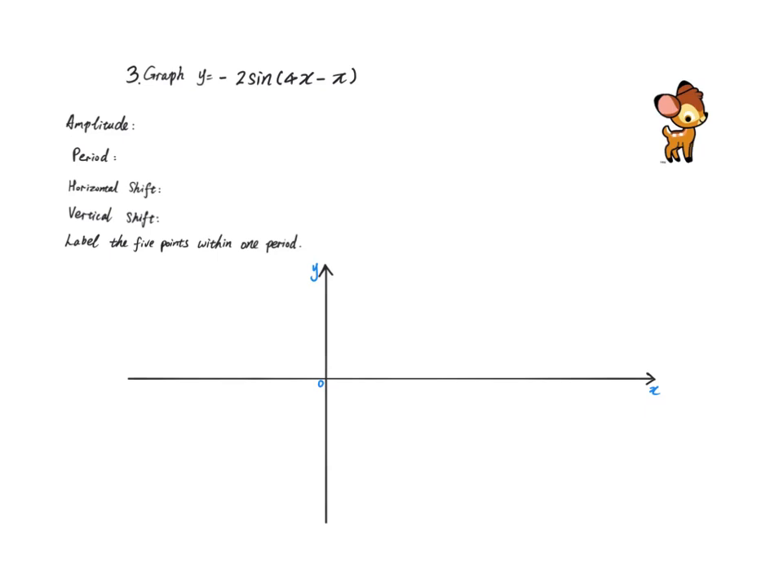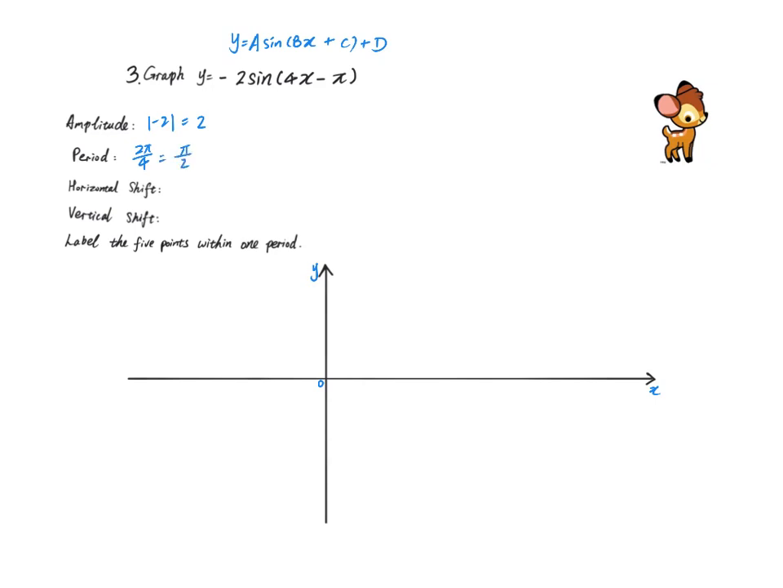Okay, here is the third example. Things are a little bit more complicated. We have a c value here: y equals a sine of bx plus c, plus d. So c represents the horizontal shift. Let's quickly answer amplitude. The absolute value of negative 2, amplitude is 2. Period, 2 pi over b, 2 pi over 4, which is pi over 2.